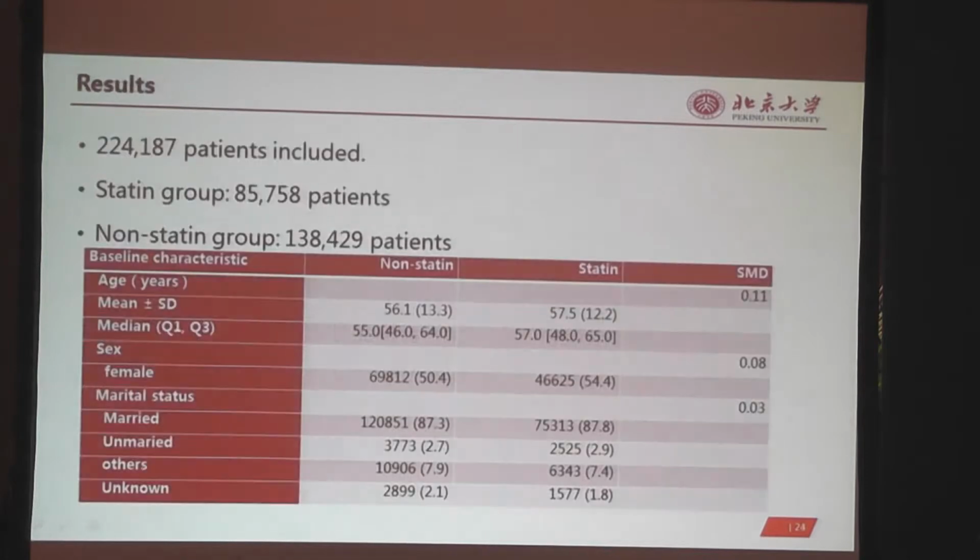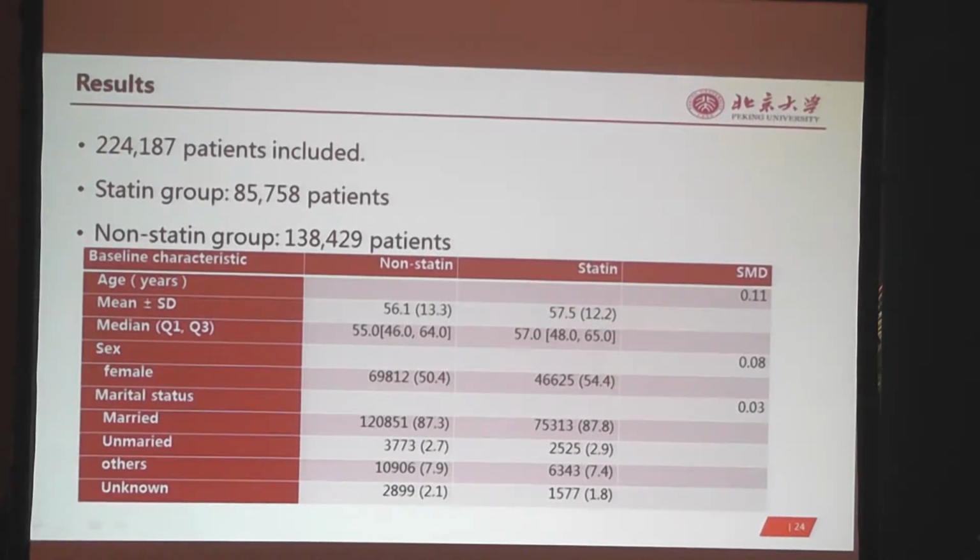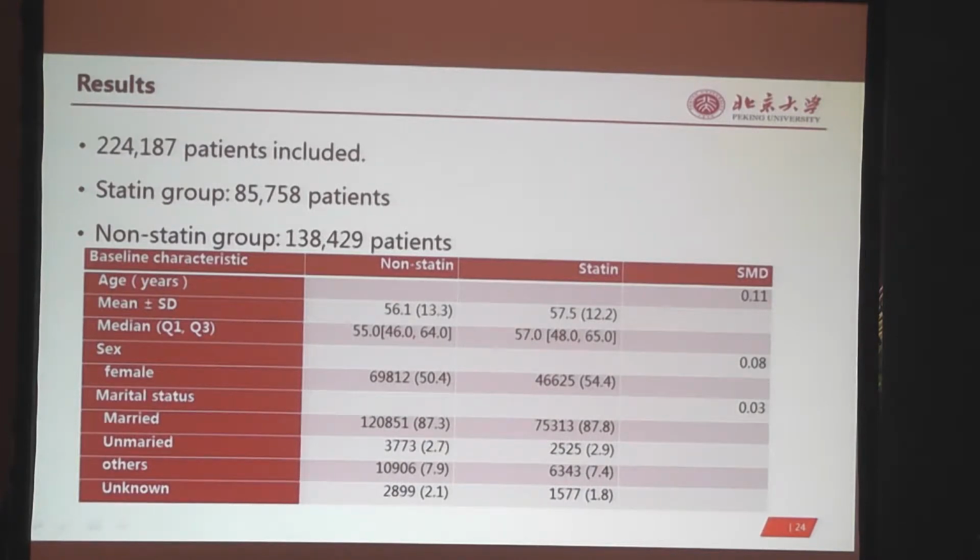So next is the results and the discussion. A total of 224,000 patients were finally enrolled and divided into 2 groups, 85,000 statin users and 138,000 non-users. So this table describes the baseline characteristics between the 2 groups. So we can see there are significant differences between these 2 groups involving the age, BMI, and other comorbidities.